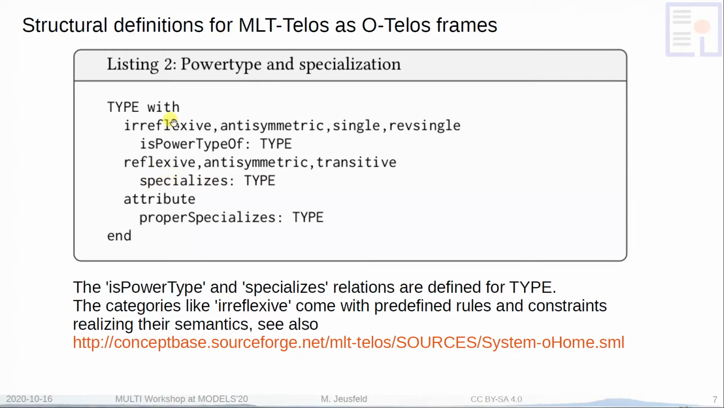Specializes is reflexive, so very much in difference to the power type, specializes is reflexive. It means every type is a specialization of itself. It is also antisymmetric, and it is transitive. All these categories come with the semantics as deductive rules and integrity constraints in this source code here. So that is declaring the power type and specialization constructs and some of their semantics.